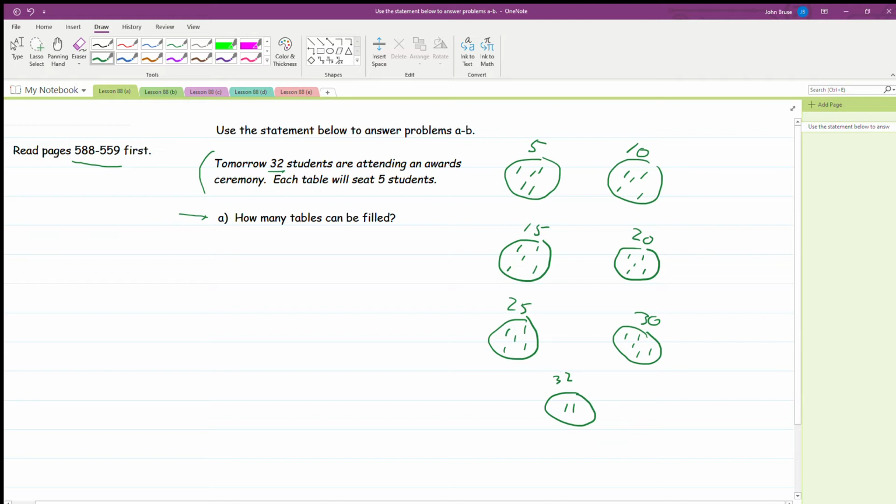Okay, so it says how many tables can be filled? Well, let's look because there are only 5 per table, so we're going to look at the ones that have 5. So we have 1 table that's filled, we have 2, we have 3, 4, 5, 6 tables that are filled. This table is not filled. It's only got 2, so it's not filled. So the answer to how many tables can be filled is going to be 6 tables.